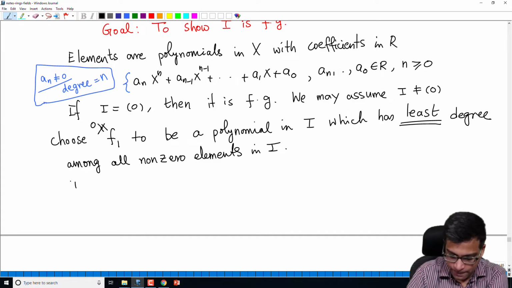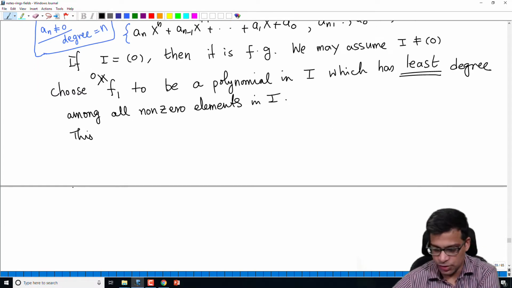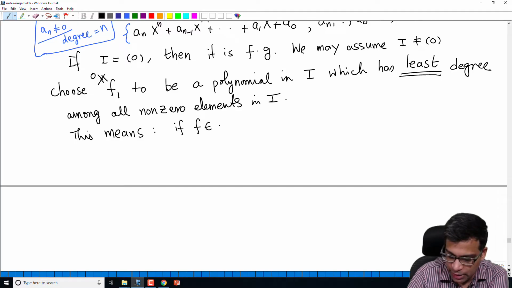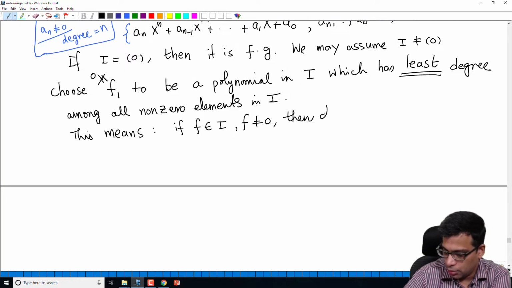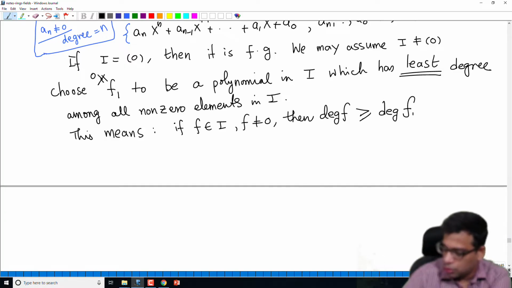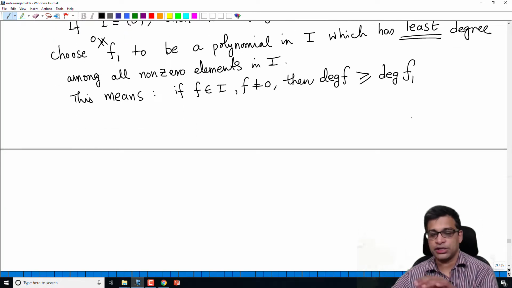This means, and I am going to spell this out because this is an important property of how we are choosing f1, that if f is any non-zero element, then the degree of f is greater than or equal to the degree of f1, because of the choice of f1.